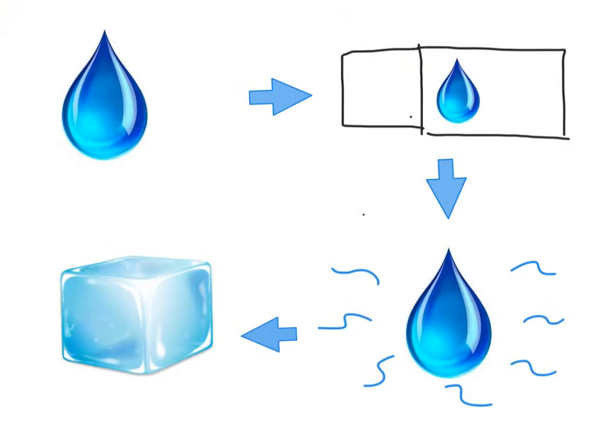So here's the liquid. This example is called freezing, or you can say solidification. If you pour the liquid into a bowl and then put it in a freezer, the liquid freezes and then it turns into a solid.